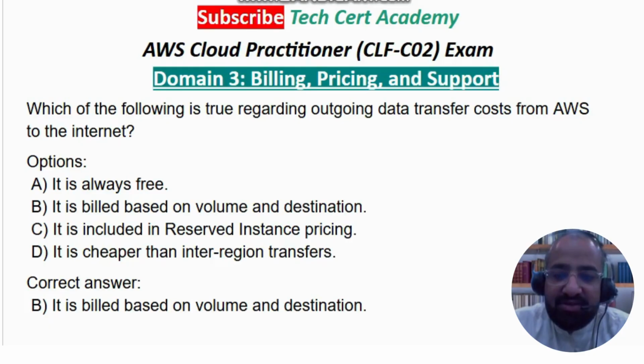Options: A. It is always free. B. It is billed based on volume and destination. C. It is included in reserved instance pricing. D. It is cheaper than interregion transfers. Correct answer: B. It is billed based on volume and destination.